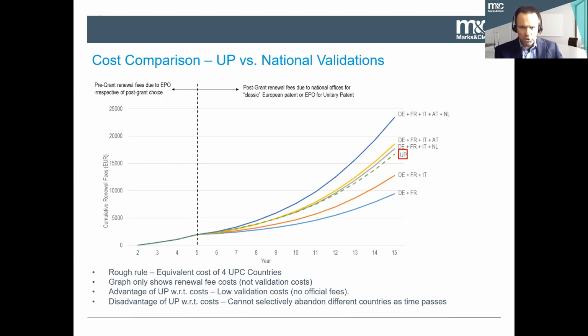One thing that's not shown in this graph here is that if you were to validate nationally, then maybe as your patent ages, you lose interest in certain jurisdictions, and on a traditional validation process, you just drop those countries. You selectively prune your portfolio. You can't do that with the UP. Either you have protection or you don't. And if you do, you pay the full annuity fee.